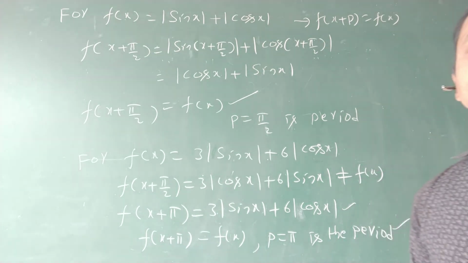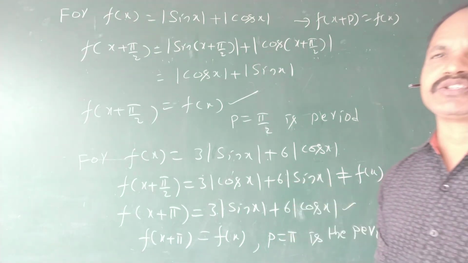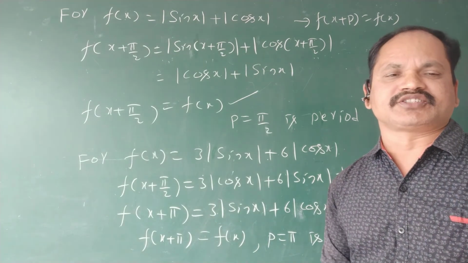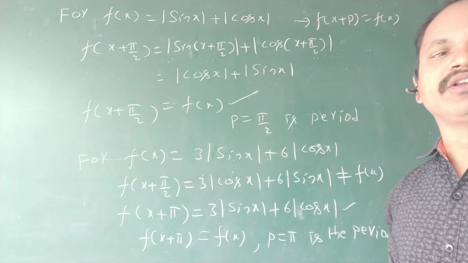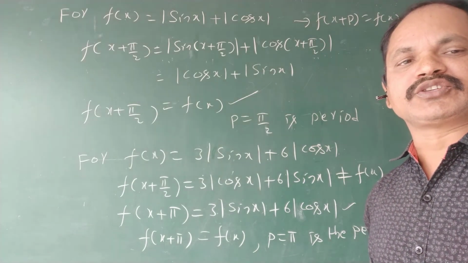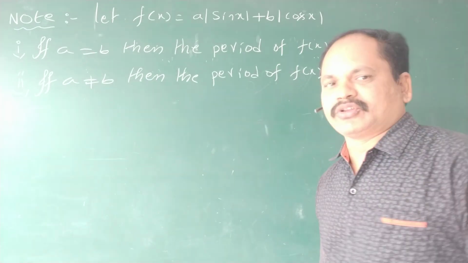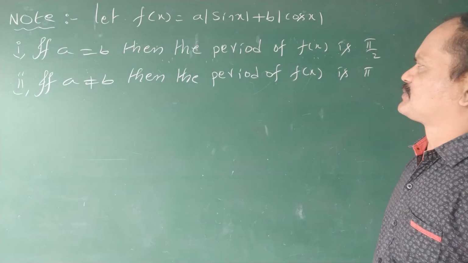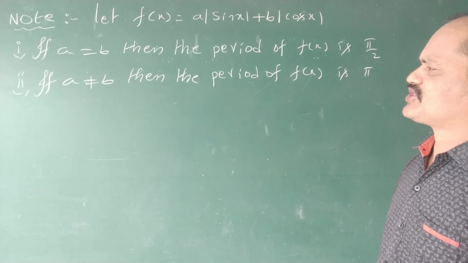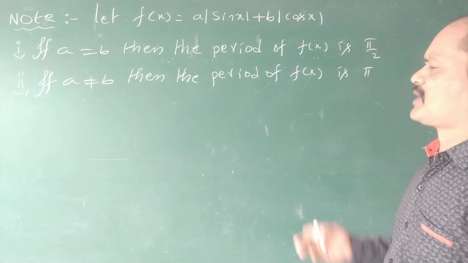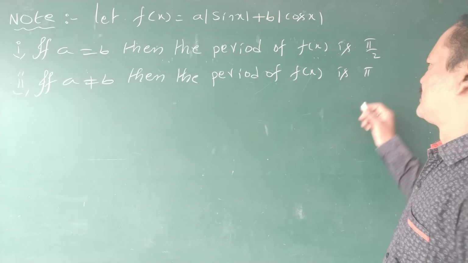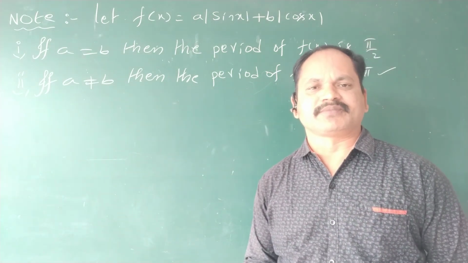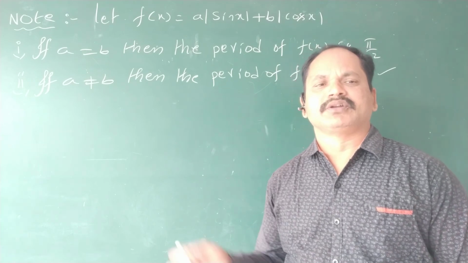Now we are going to write the note point on this concept, and you can practice more questions from this concept. You can create the questions. Let f of x equal a mod sin x plus b mod cos x. If a is equal to b, then the period of f of x is pi by 2. If a is not equal to b, then the period of f of x is pi. You can create and solve questions depending upon this concept.